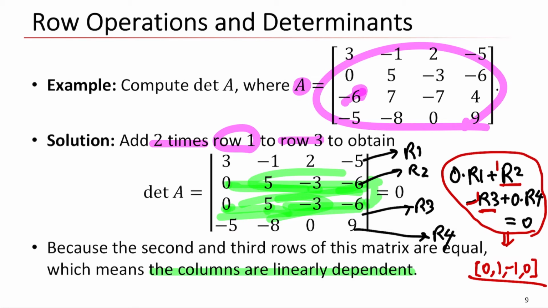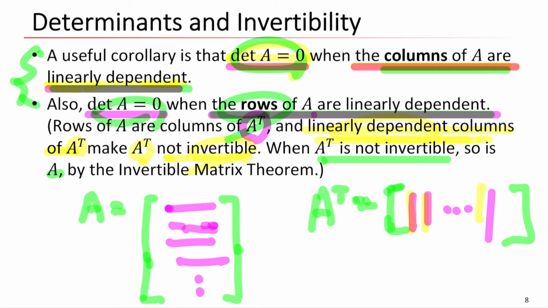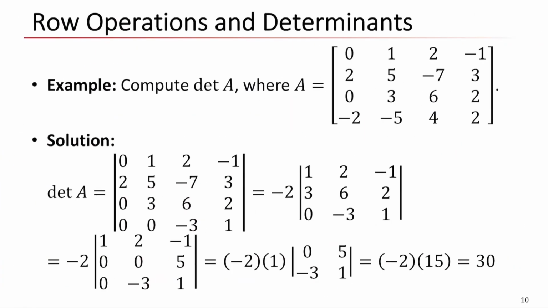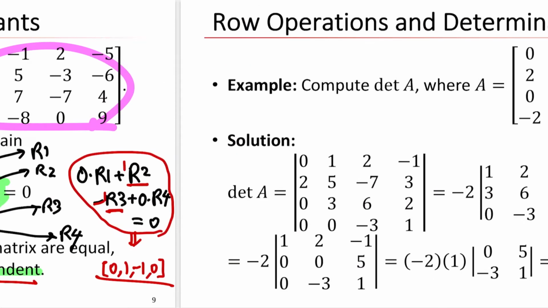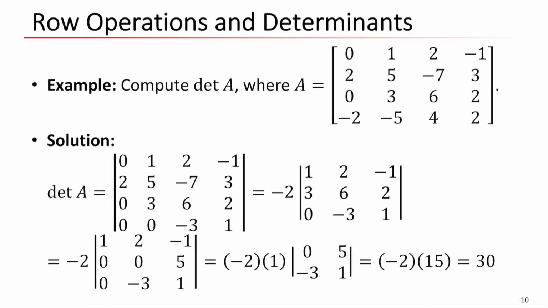So what does it mean? Because they are linearly dependent, we can conclude the determinant of matrix A is equal to 0. So in this case, the determinant of the matrix A is equal to 0. Okay, so this is a way to estimate the determinant. Let's do one more example.